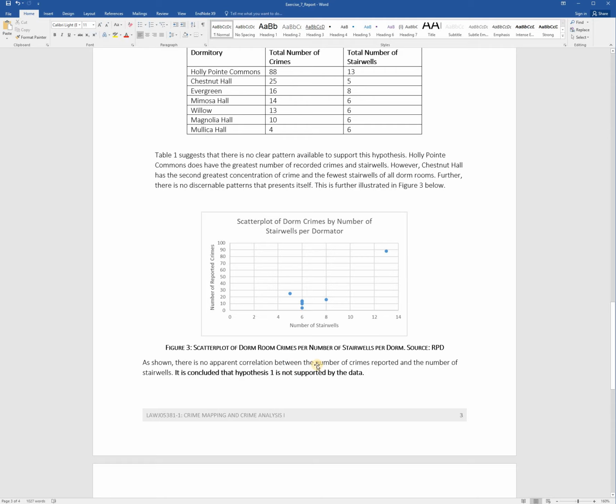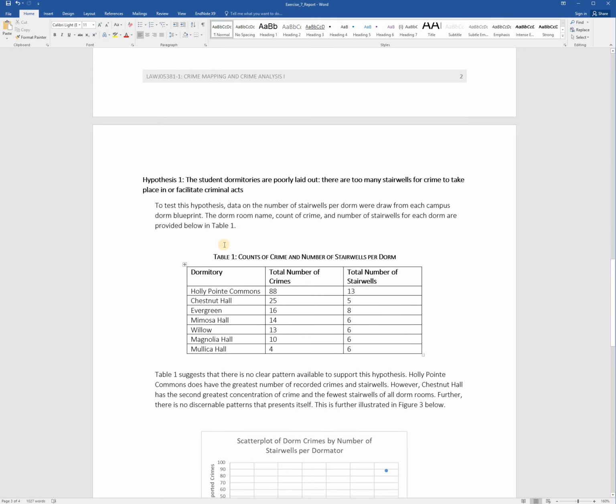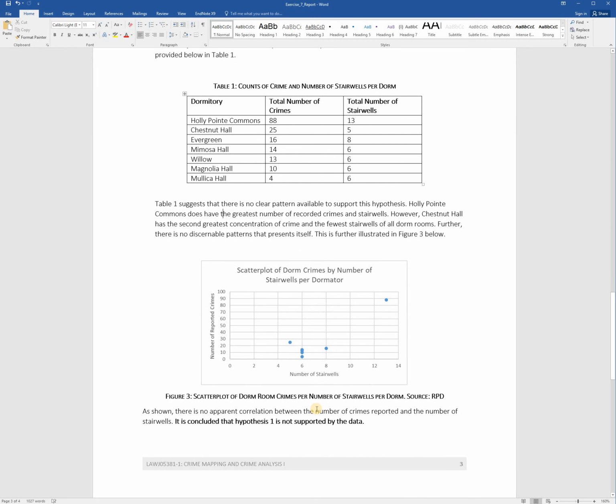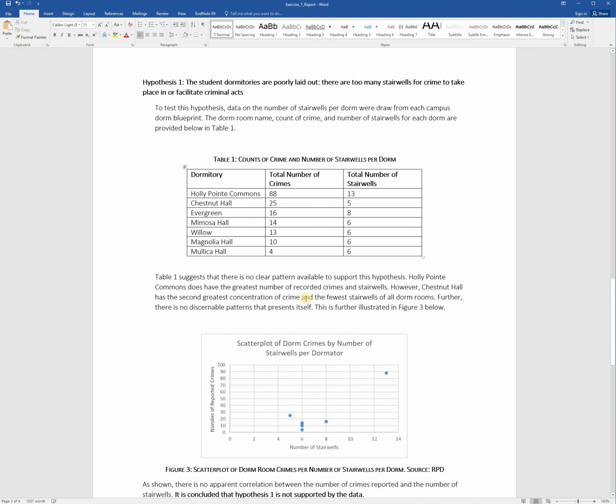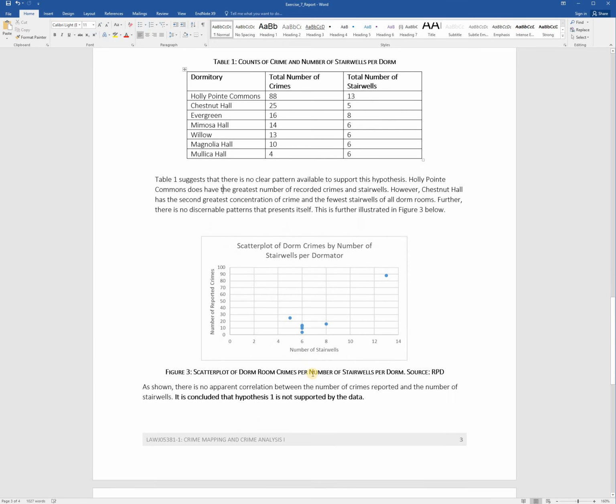stairwells. Right, so the test of this hypothesis is only one page. I'm only providing the pertinent information, data that people can look at, a nice visual that people can look at, and that's going to justify my conclusion that we don't find any support for hypothesis 1. And if we don't find support, that's really it. Right? That's kind of the end of that hypothesis. There's really no need to go any further because we're not seeing that relationship that was hypothesized.